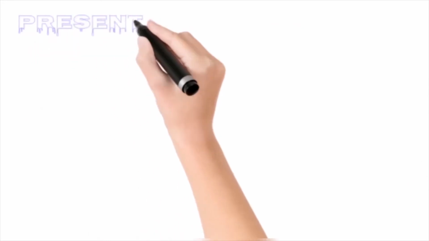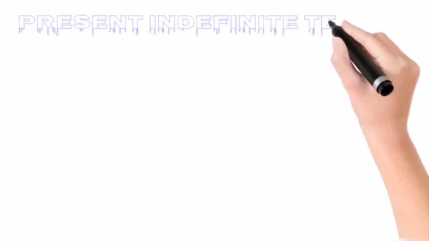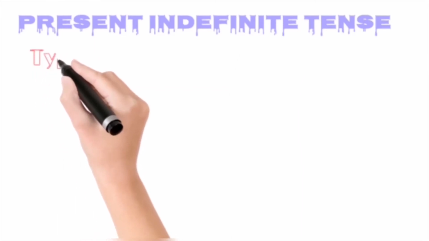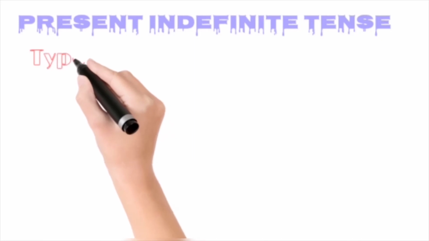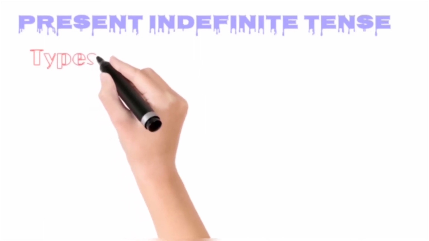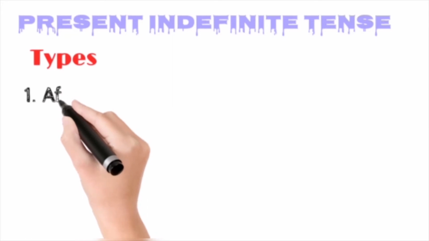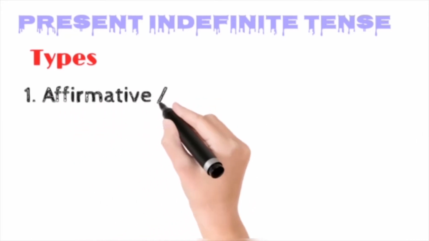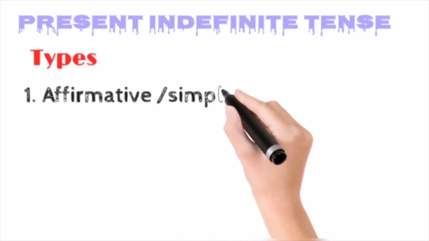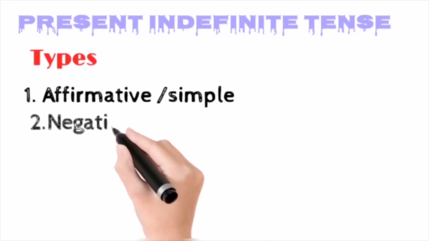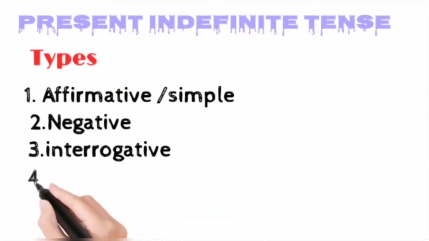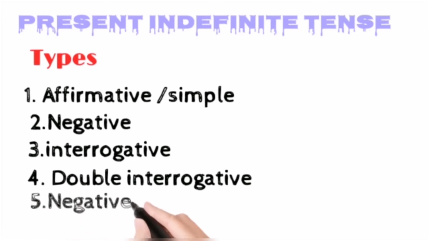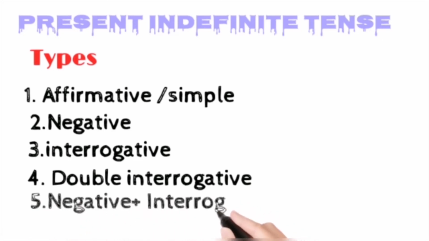Finally, we have reached the point where we can start learning how to make sentences. So, first understand what are the kinds, what are the types of sentences we can make. Type number 1, affirmative or simple. Type number 2, negative. Type number 3, interrogative. Type number 4, double interrogative. And type number 5, negative plus interrogative.